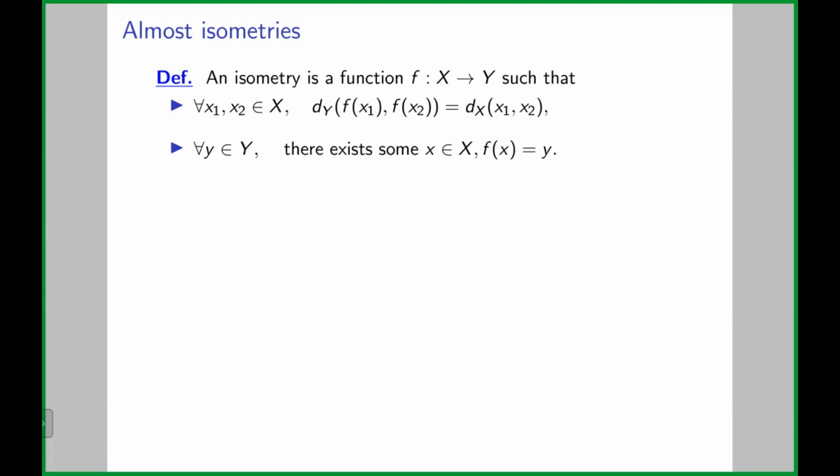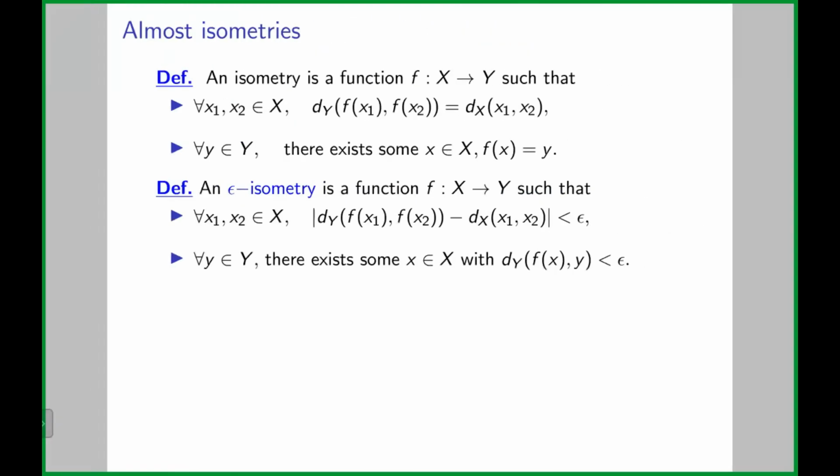Now, suppose that you are given an epsilon greater or equal than 0. Then an epsilon isometry will be a function, again from X to Y, such that it is almost distance preserving. That is, for every two points, x1 and x2, the distance between f of x1 and f of x2 differs from the distance of x1 and x2 by at most epsilon. And the second condition is that it is almost a surjection. That is, for every point y in Y, there is some point f of x which is at distance at most epsilon.